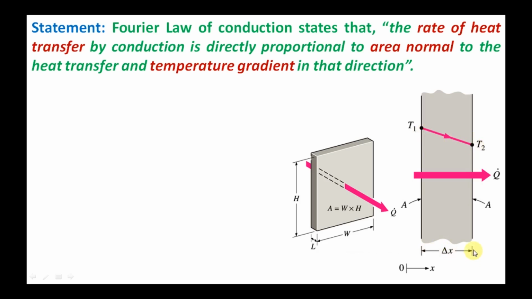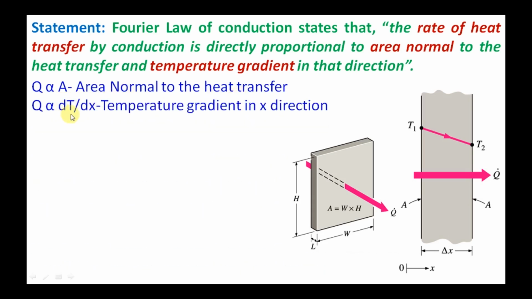Here Q is directly proportional to the area normal to the heat transfer, and Q is also directly proportional to dT by dx, that is the temperature gradient in that direction, the change in temperature with respect to distance. Then we can write Q is directly proportional to A dT by dx. By introducing the proportionality constant K, we can write Q equal to minus K A dT by dx.